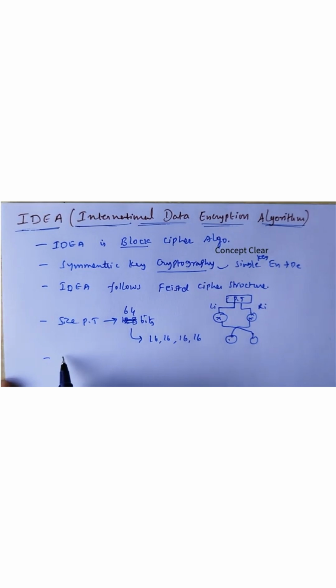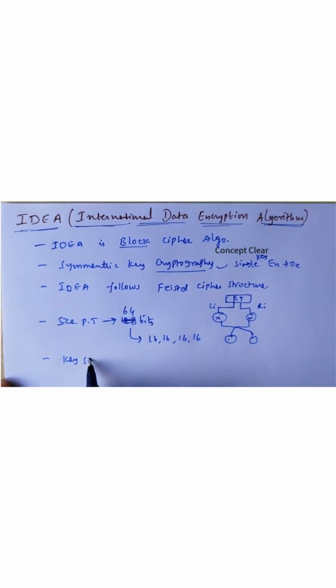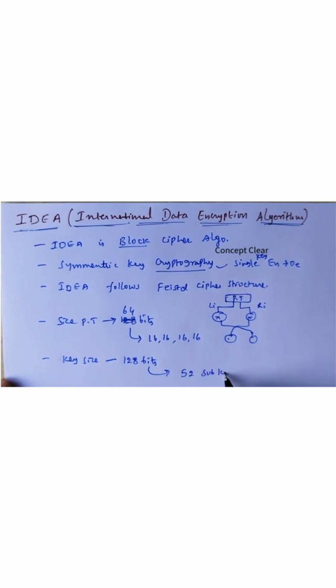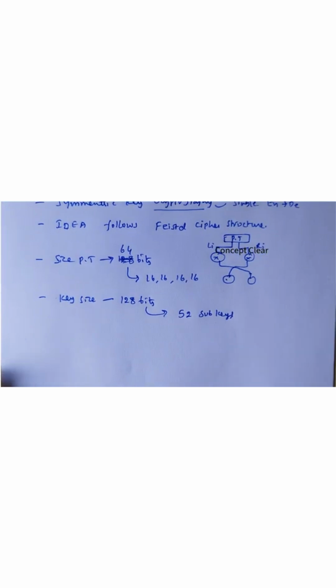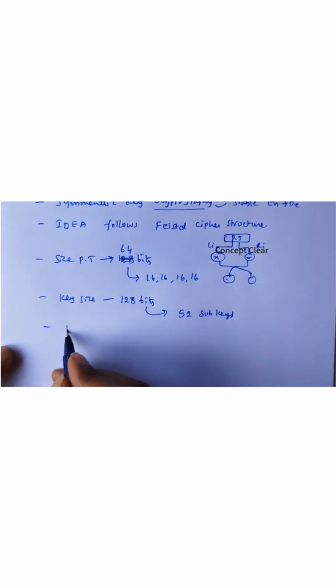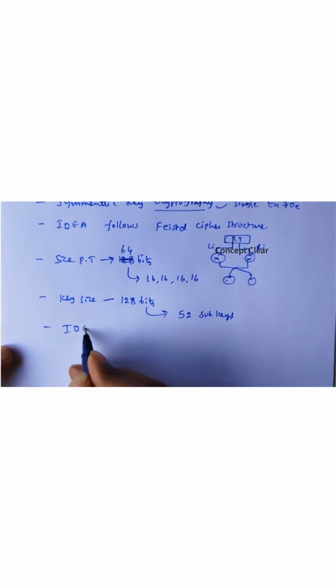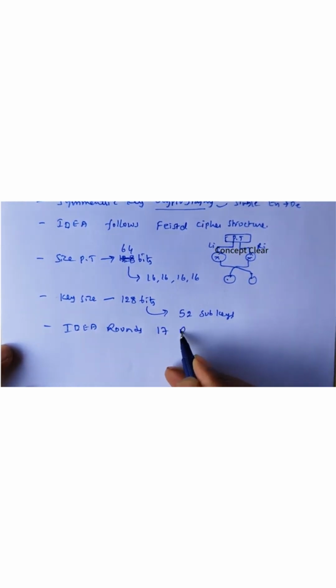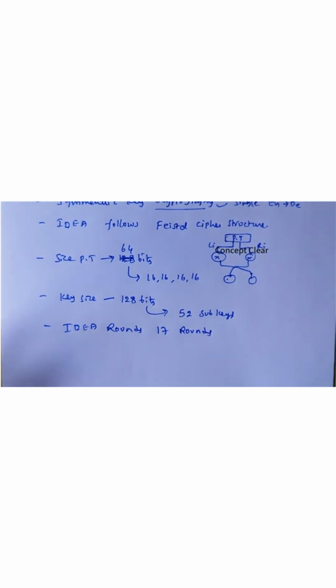Next, what is the key size? The key size in the IDEA algorithm is 128 bits. These 128 bits will be divided into 52 subkeys. The IDEA algorithm contains 17 rounds in total. It is not like previous algorithms like DES, AES and Blowfish. Here it is different.